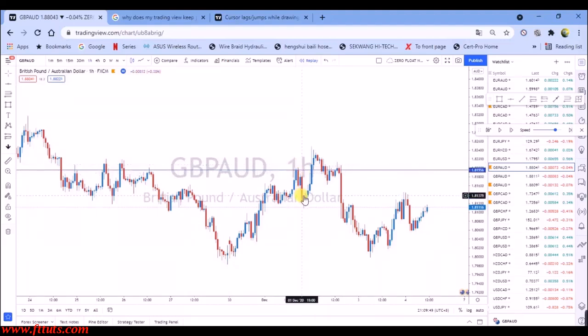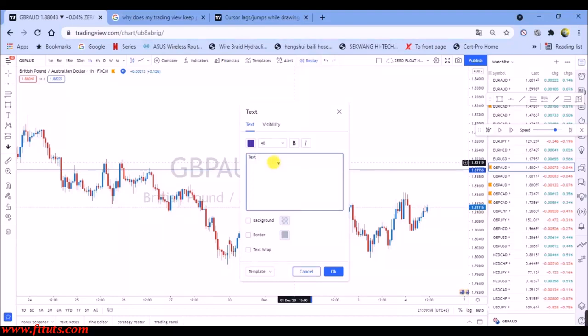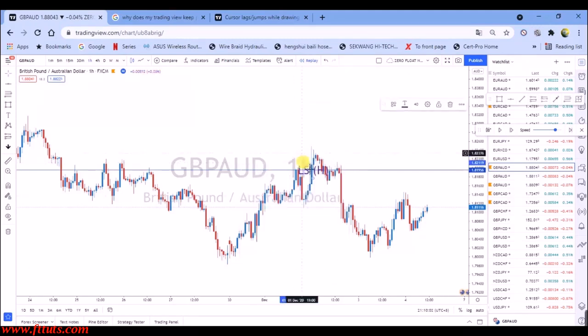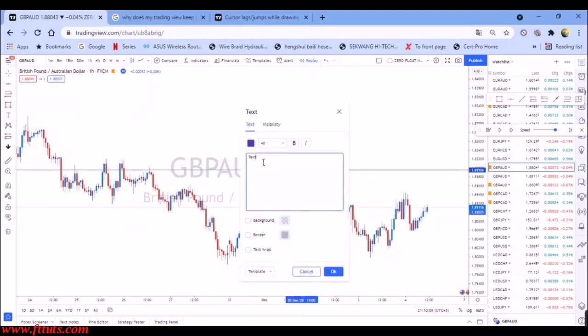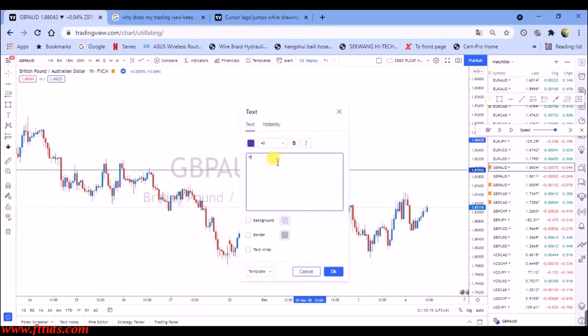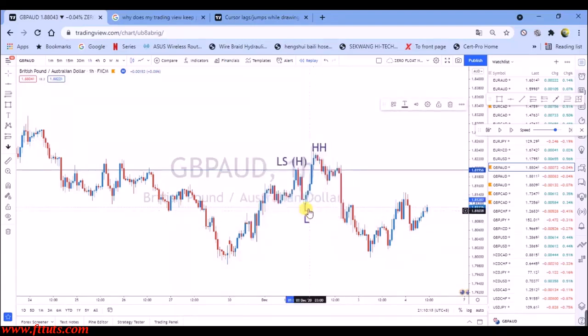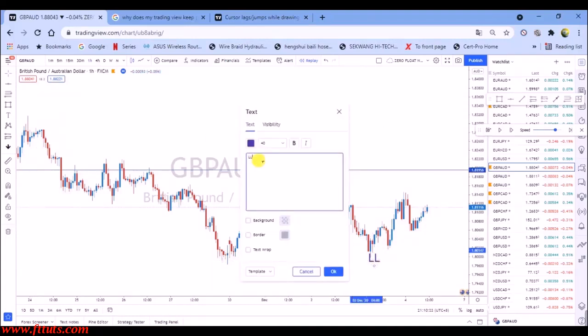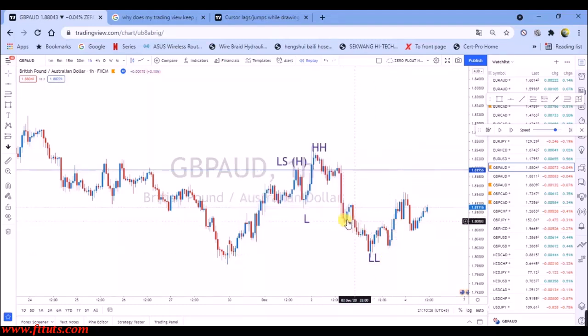This is our structure: high, low, higher high, lower low. Let me mark the structure so that you can have a clear view of it. So this is our left shoulder. LS is left shoulder, so I mark it as a high. Then we have another one here, the low. Then this is the higher high. This is the lower low. Okay, so now we have the structure.